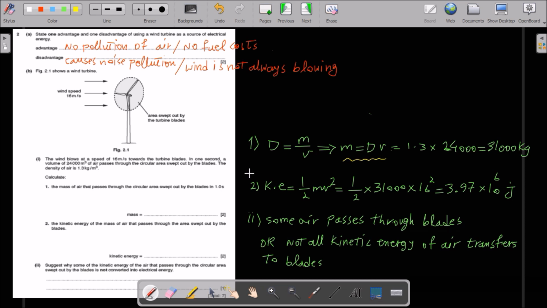Next part. Suggest why some of the kinetic energy of the air that passes through the circular area swept out by the blades is not converted into electrical energy. You can say that some air passes through the blades, or you can say not all kinetic energy of air transfers to the blades. So you can write one of them to get 1 mark.